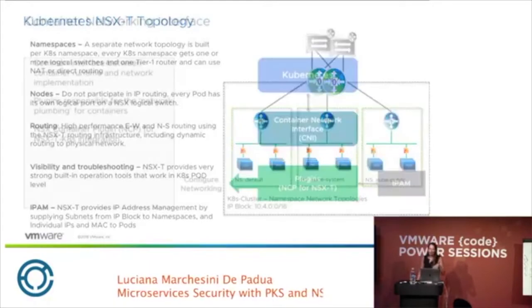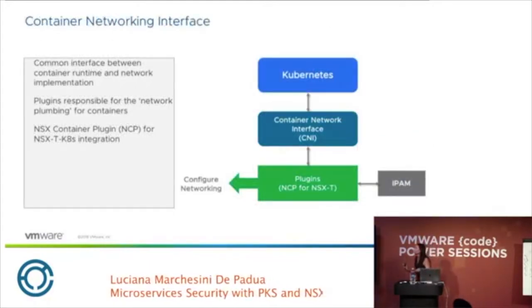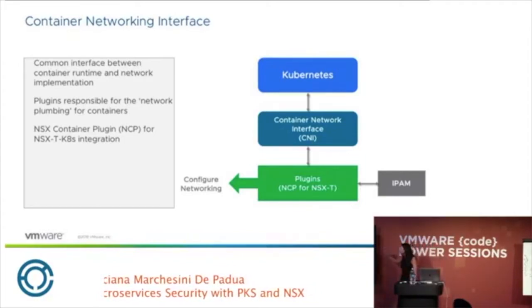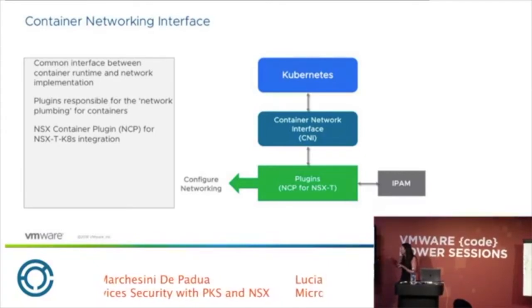So with that said, guys, a couple of things just to get an understanding. We have what we call the container network interface. The container network interface is what's going to provide the communication between my Kubernetes and my configurations that need to be pushed, basically my plugins with NCP for NSX.